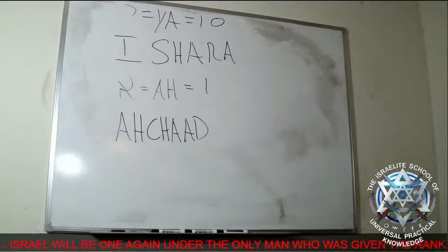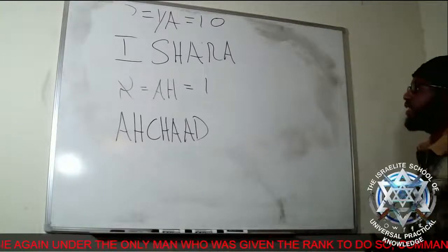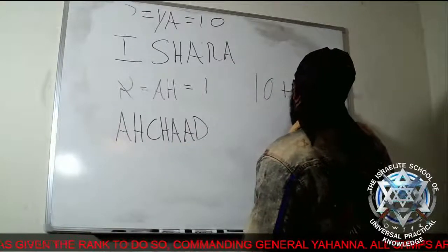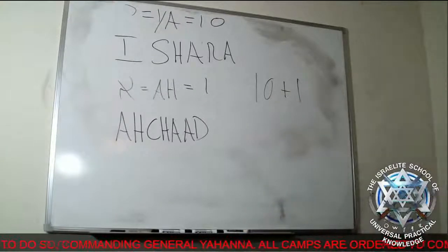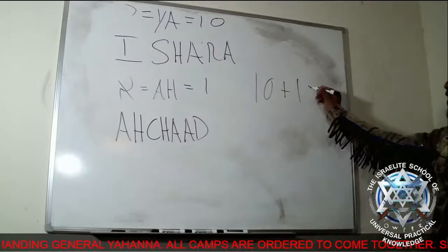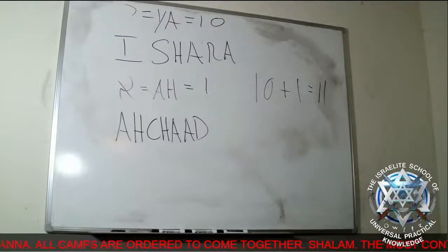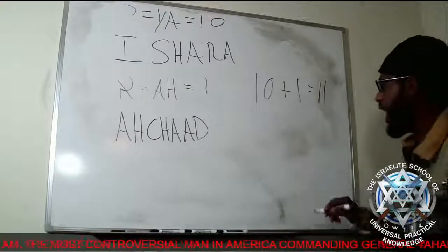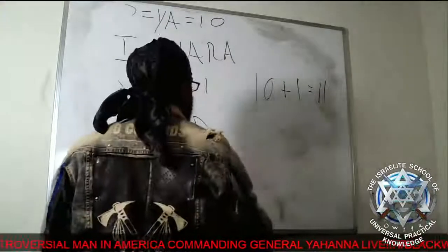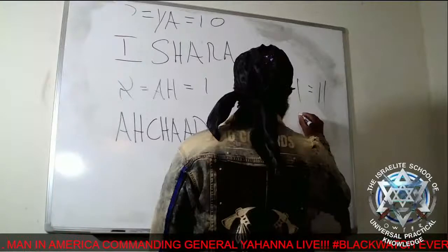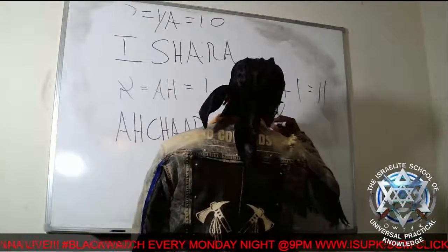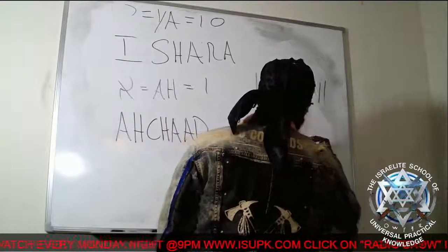Now to get the number 11, all you do is add. All you do is 10 plus 1. You do 10 plus 1, you get 11. Which would mean the number 11 is a Qad Ishara.